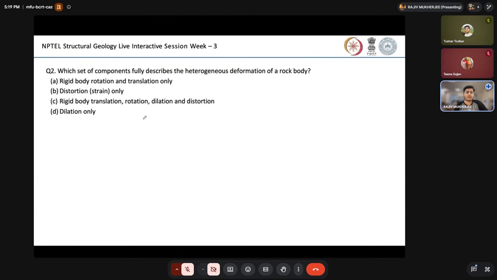Which set of components fully describe the heterogeneous deformation of a rock body? Option A, rigid body rotation and translation only. Option B, distortion only. Strain is a distortion. Option C, rigid body translation, rotation, dilation, and distortion. Option D, dilation only. So it is a pretty straightforward answer to give.